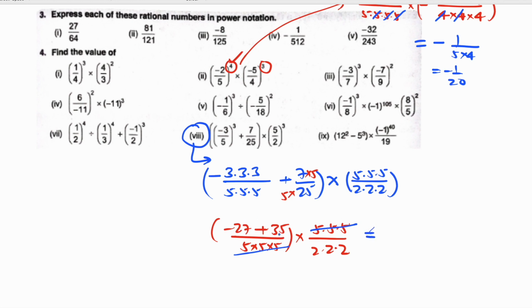This is 8. 8 divided by 2 into 2 into 2. So its value becomes 1. So this is not difficult. Now come to the 9th.